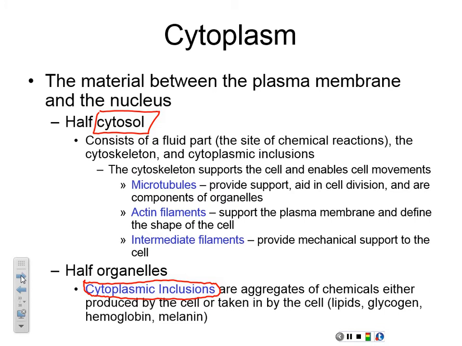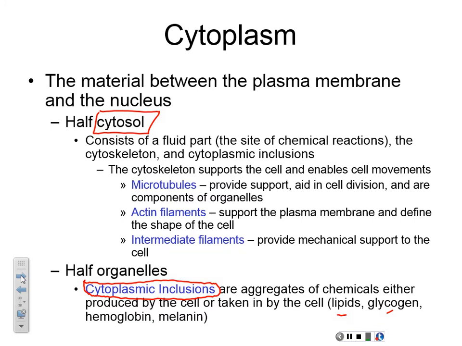Or it could be something that has been taken in via pinocytosis, for instance, and then that is a cytoplasmic inclusion. All right. So lipids, glycogen, like it is stored in the liver, right? When it converts glucose into glycogen, and then it is stored in these little bags. It's like storage, packing things in these little containers called vesicles, which are membrane bound.